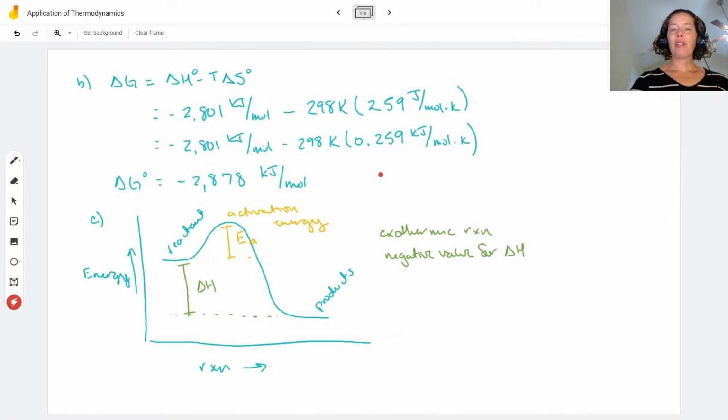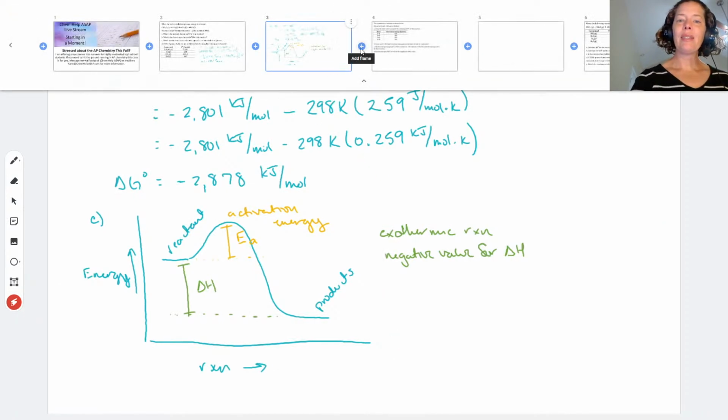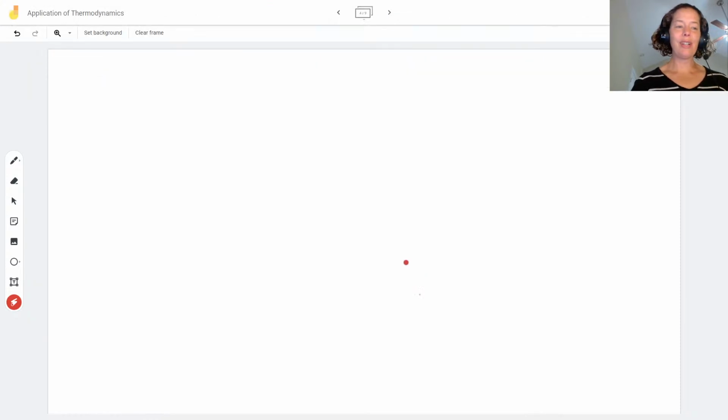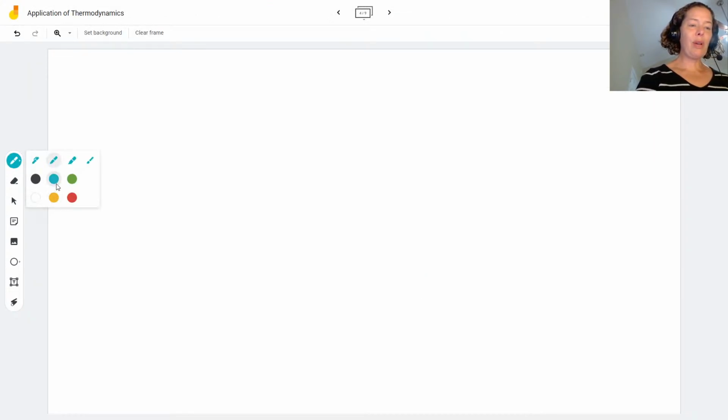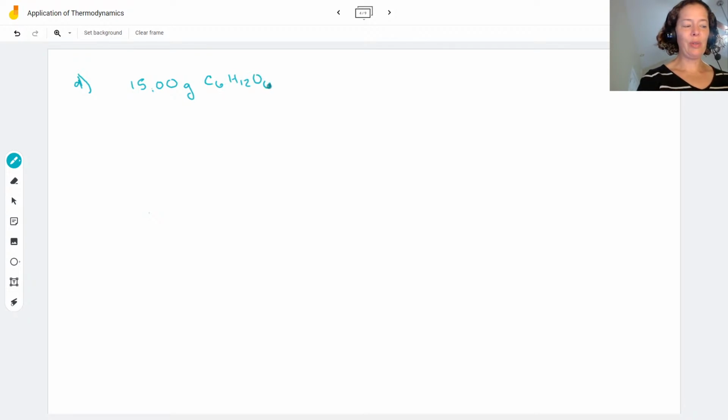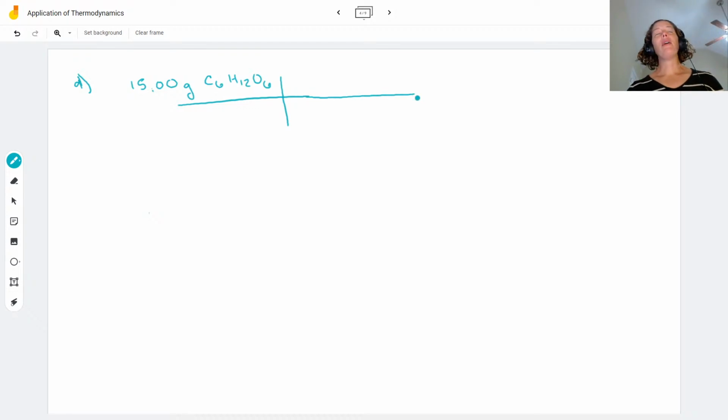See, I gave myself an extra page, but I'm going to need another one. So let me give myself an extra page here. All right, so we're starting with 15 grams here of glucose. This is part D. So 15 grams of glucose, that's C6H12O6.